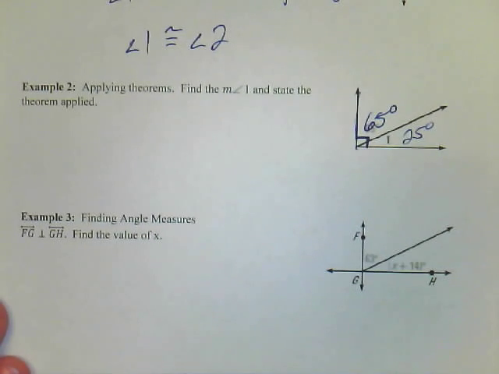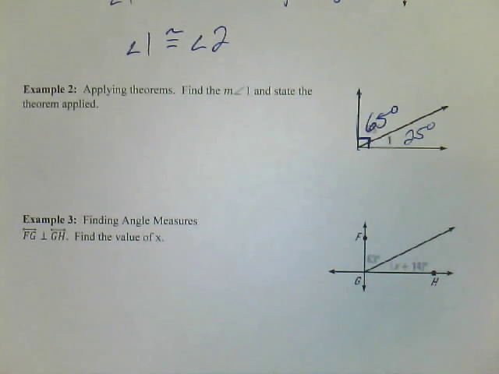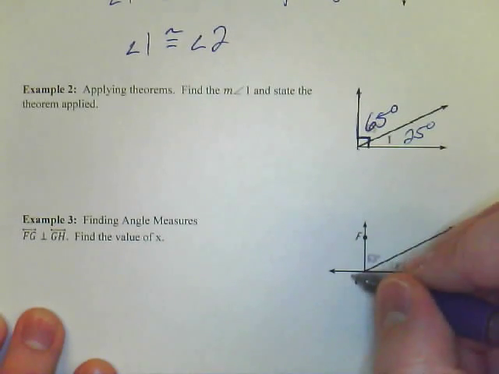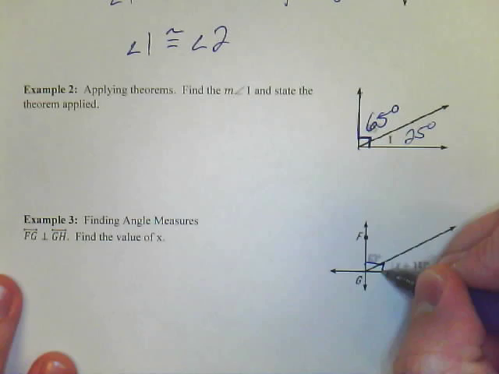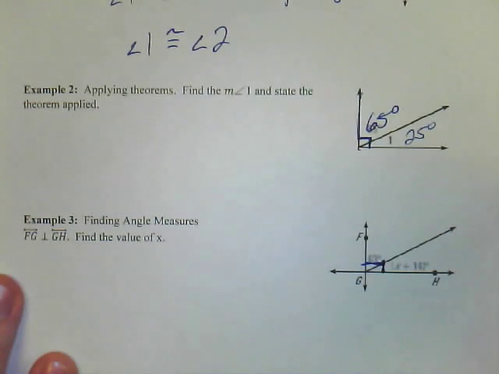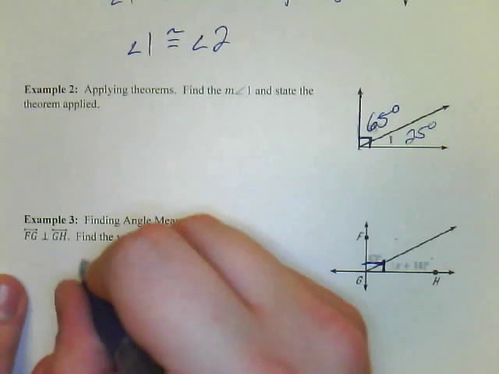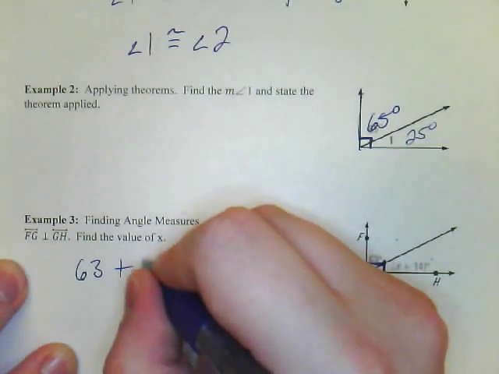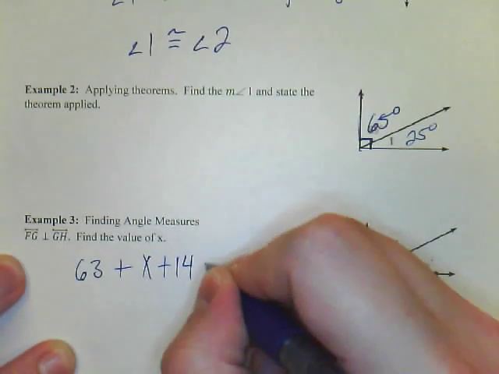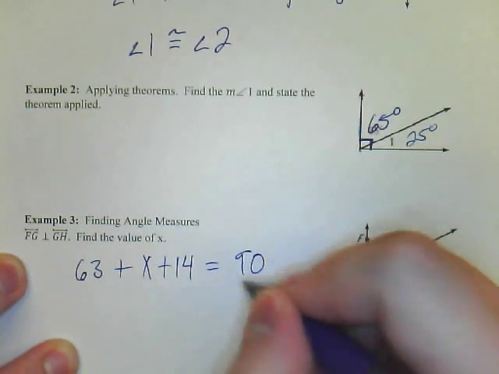Example 3. This is using the same theorem, 3.10. So we're told that FG is perpendicular to GH, and now we've got to find the value of X. Well, if this is perpendicular, that's a 90-degree angle there. And so that means that these two angles together must equal 90. So if we take that 63-degree angle and add to it X plus 14, then we should get 90.